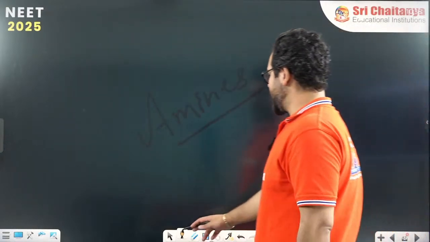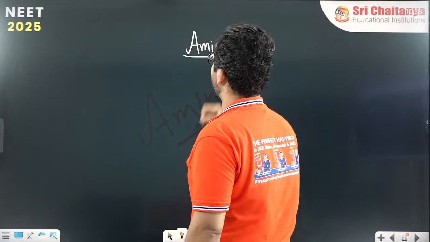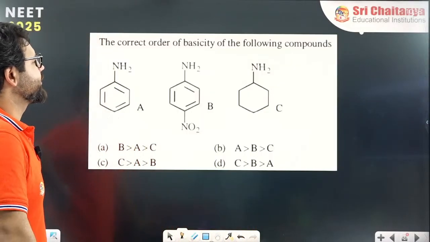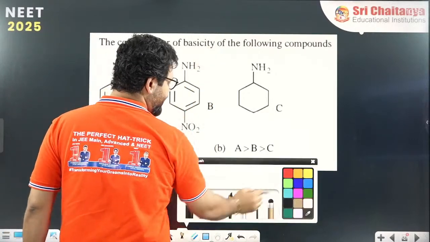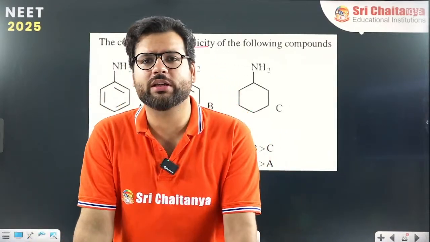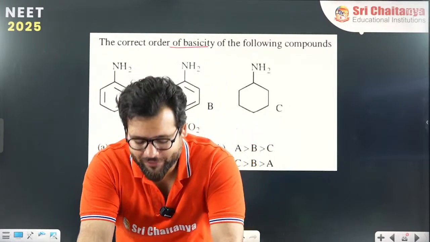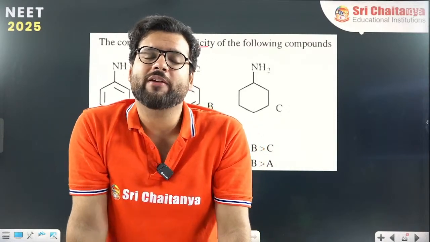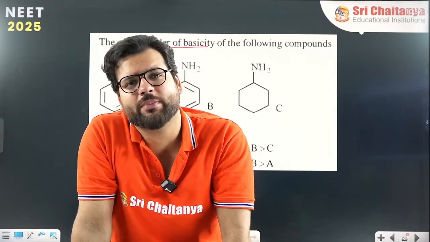Next is the second last chapter of our syllabus, amines. Let's talk about nitrogen containing compounds, amines. First is order of basic strength. Very important. For basic strength, you have to see whether the lone pair on the nitrogen is available or is it going for resonance. If it is available on the nitrogen, that is a good base. If the lone pair goes for a walk somewhere, it is unavailable on the nitrogen, it is a bad base.